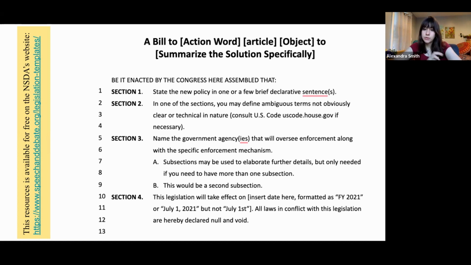Section 3 is where those subsections come into play. So subsections can be used to elaborate further detail. You can have more than one subsection. You can have more than 3 subsections. I've seen them go to G. I think it's unnecessary. If you're taking more than a page to write out a bill, really consider whether every line is necessary.